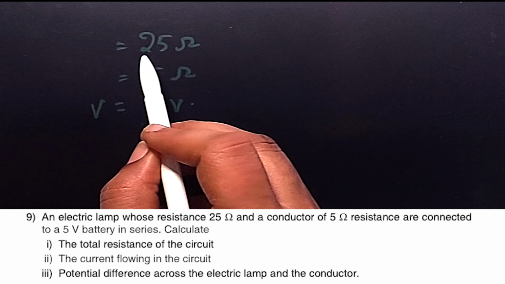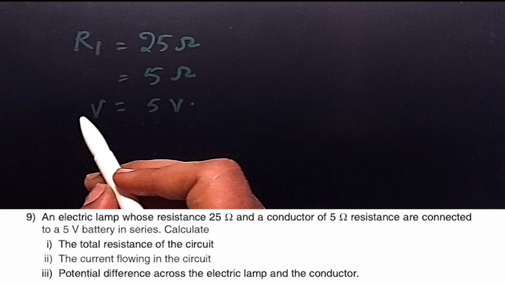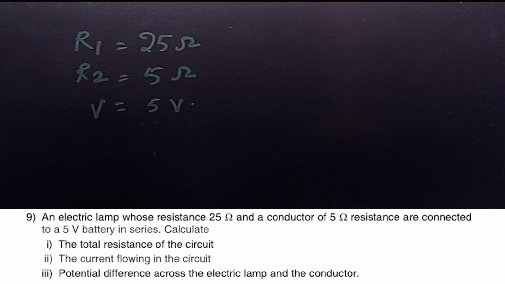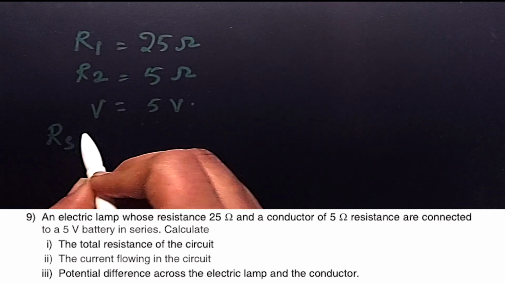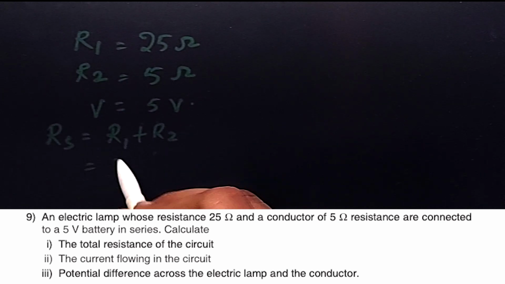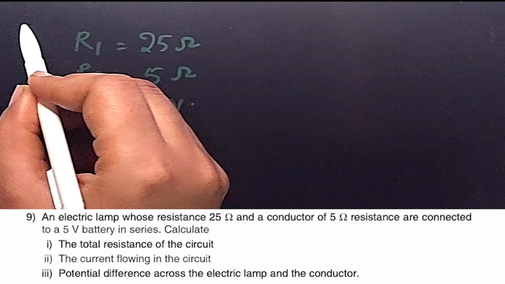So the resistance of the electric lamp, let us take it as R1, and the resistance of a conductor, let us take it as R2. Since it is mentioned in the question that they are connected in series, in order to find the total resistance, we are going to use the formula Rs is equal to R1 plus R2, that is 25 plus 5, and the equivalent resistance or the total resistance in the circuit will be 30 ohms. This is sub question 1.